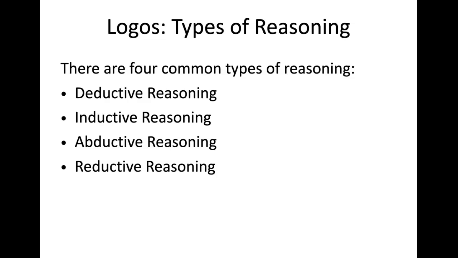There are 4 different types of reasoning we're going to talk about. The first type of reasoning we're going to talk about is deductive reasoning. Then we'll talk about inductive, abductive, and finally reductive.